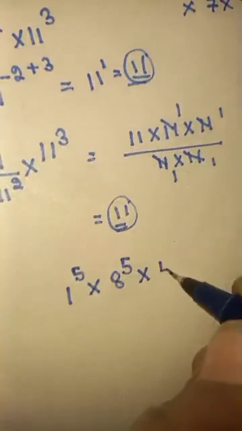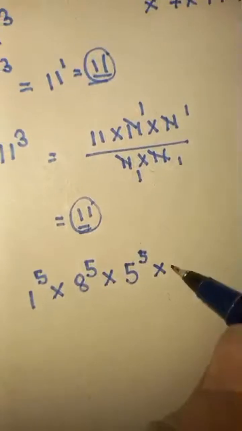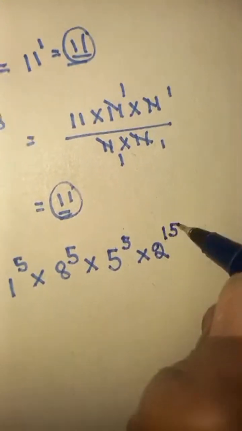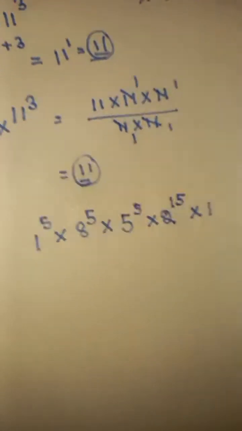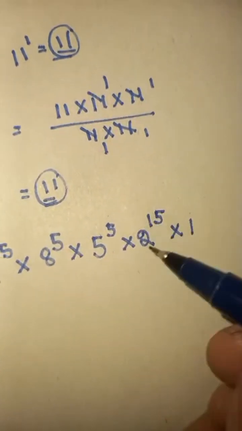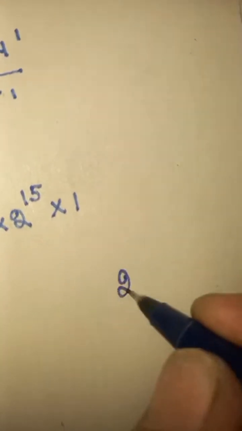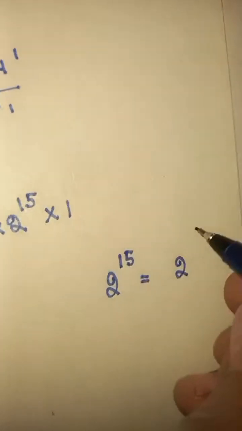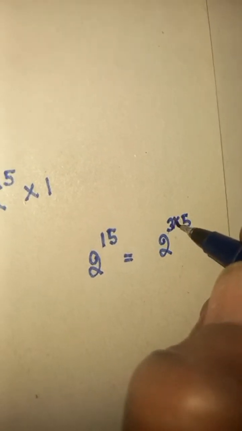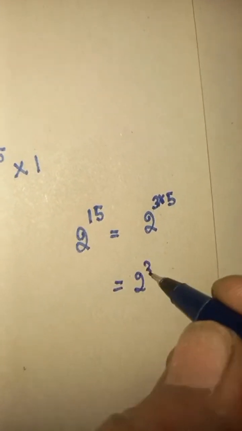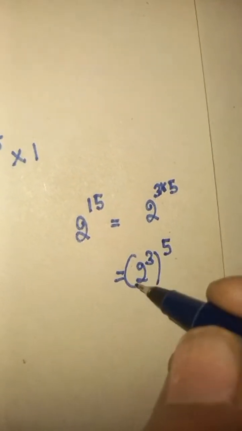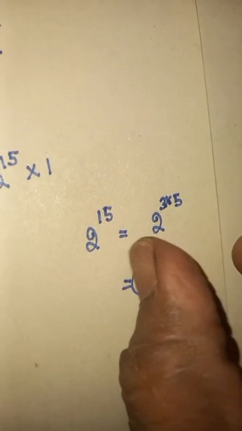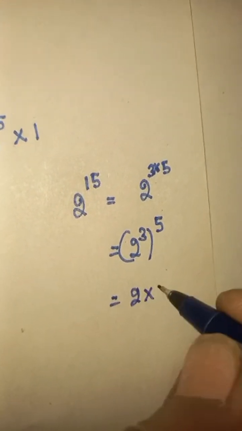Let's take the next problem, that is 1 power of 5 times 8 power of 5 times 5 power of 5 times 2 power of 15 times 1. Now here also the powers are different, but you need to make the powers the same. This 2 power 15 you can write like this: 15 is 3 times 5, so you can write (2 cube) whole bracket to the power of 5. This 2 cube is one thing, and 5 is the power to the whole 2 cube.